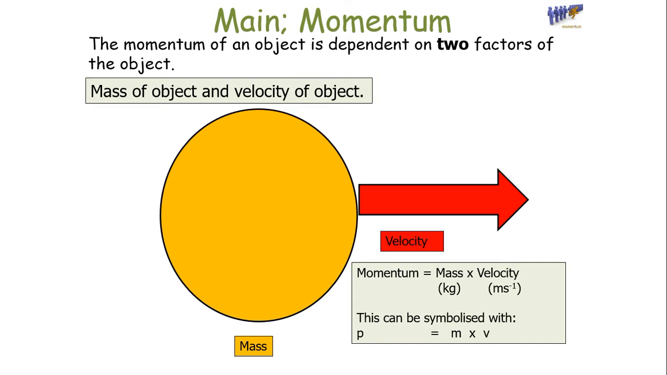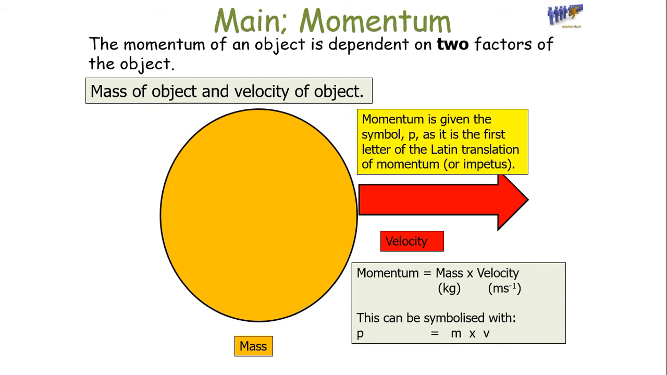Now we can symbolize this equation with the symbols P equals mv. Now momentum is given the symbol P as it's the first letter of the Latin translation of momentum, or another word that Newton used, impetus.